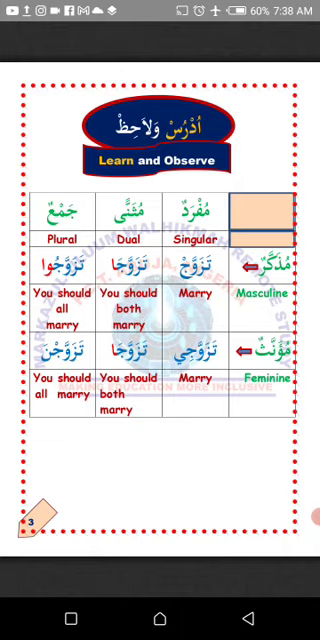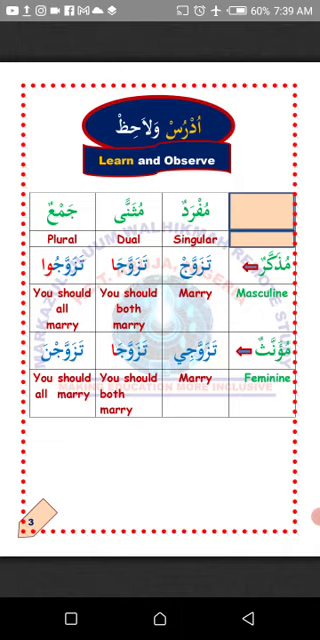Then, if there are more than two, you attach wawun to the last letter of the verb tazawwaj. Once wawun is attached, the letter before it must take dhamma, as we know that wawun is the mother of dhamma in Arabic. So the verb tazawwaj will now become tazawwaju, which means you should all get married. So you may ask me, the alifun written there after the wa, what is it doing there? The alifun is only telling you that the wawun is not part of the verb, rather an extra letter.